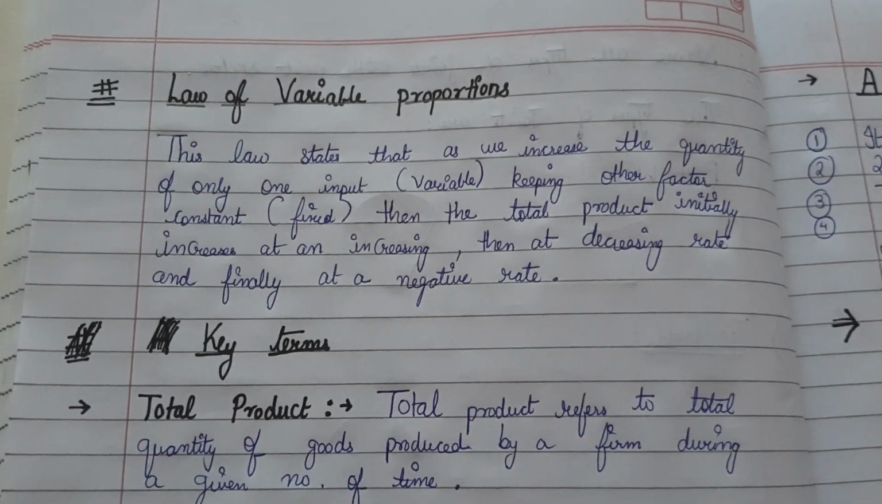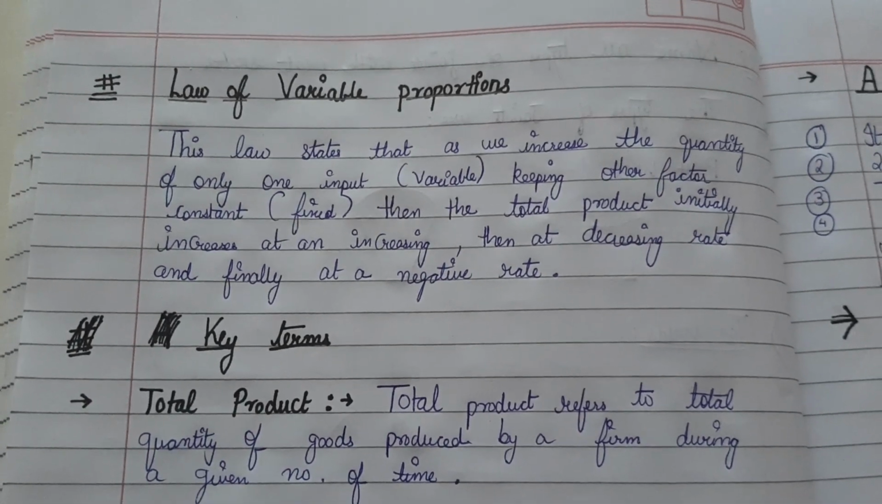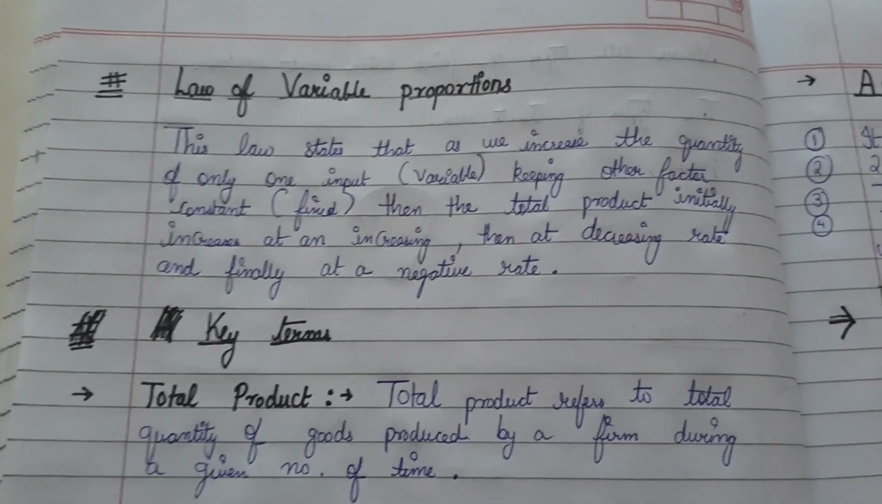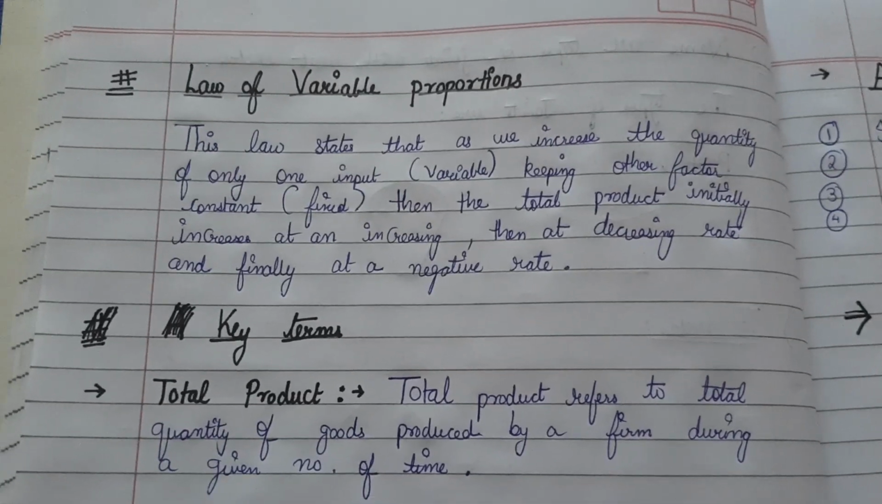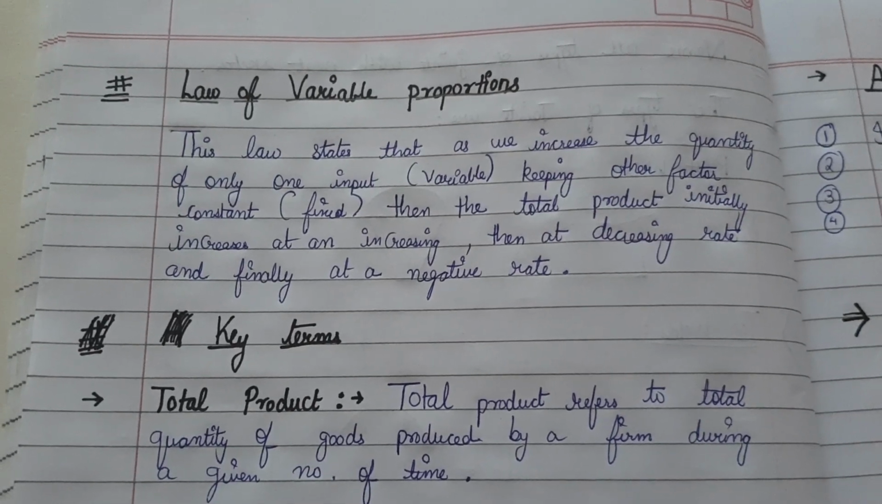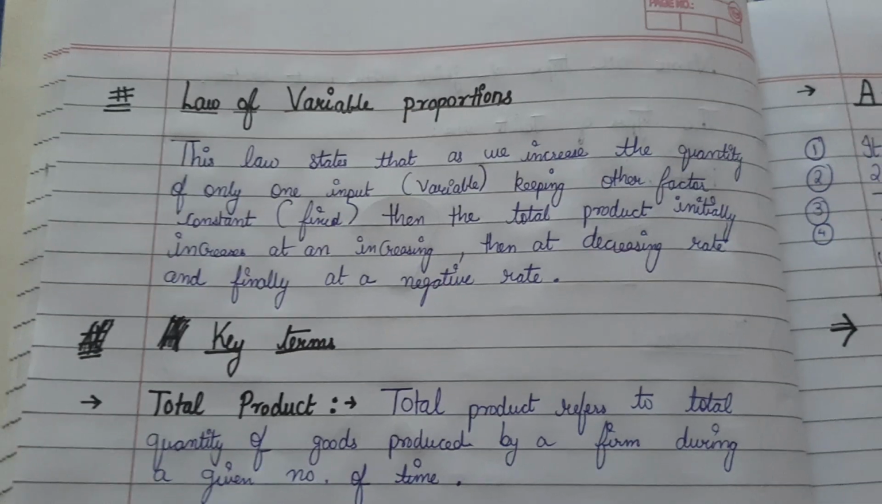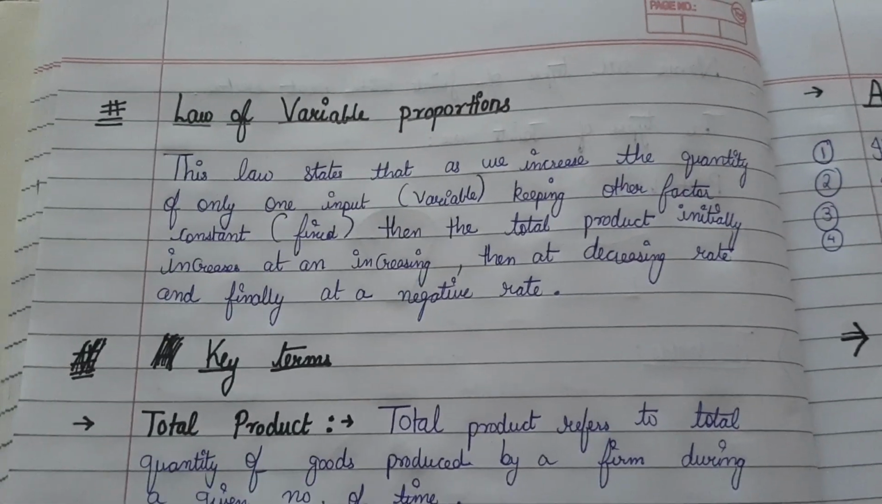Let us discuss the law of variable proportions. The law of variable proportion is one of the most important laws when we talk about production functions. Let us go with the statement. This law states that as we increase the quantity of only one input, keeping the other factor constant. Here we are talking about variable factors and fixed factors.